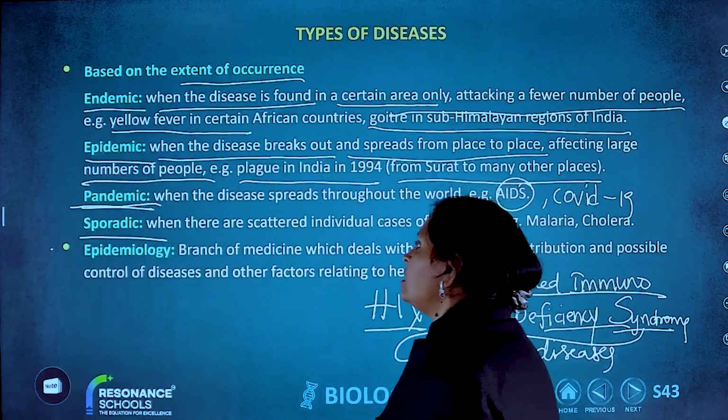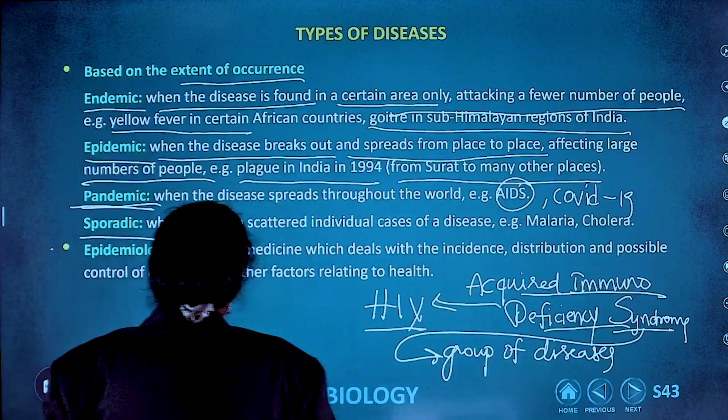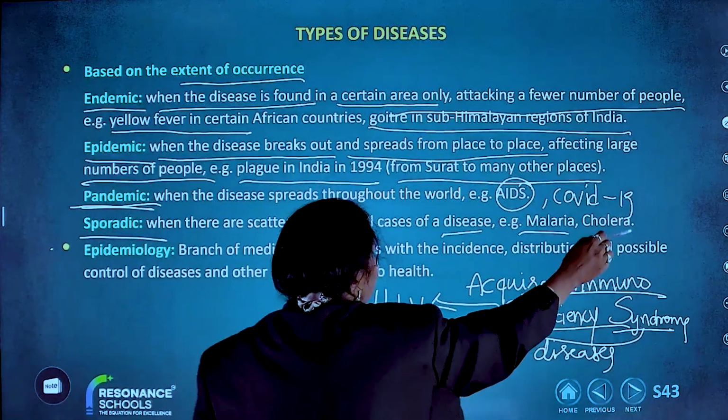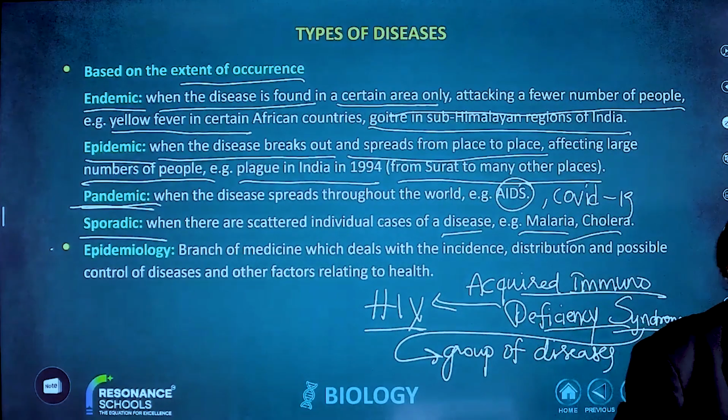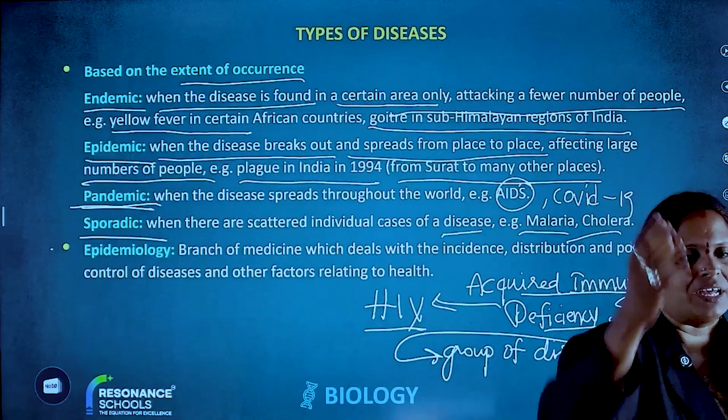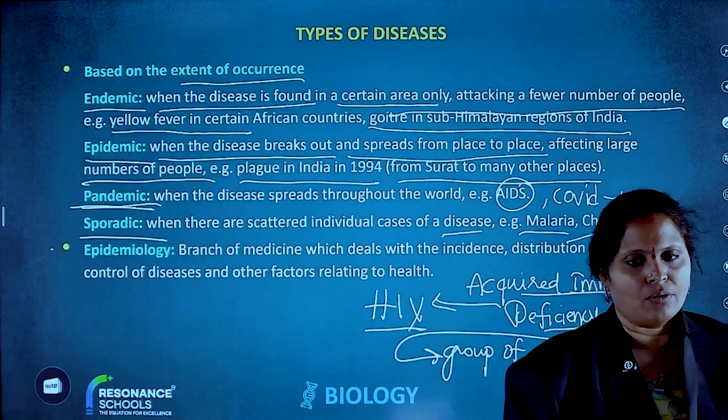And coming to the sporadic, when there are scattered individual cases of disease, example malaria, cholera. What is scattered? Spread. Scattered means thrown, in one or two places, sporadic.